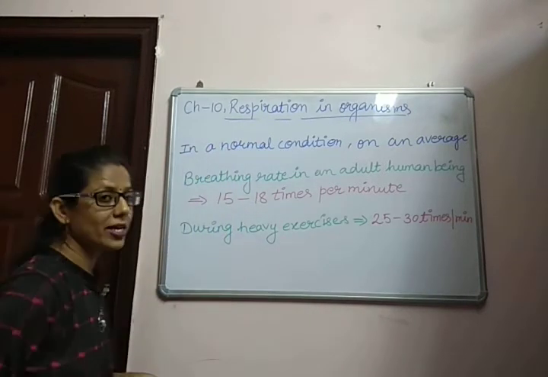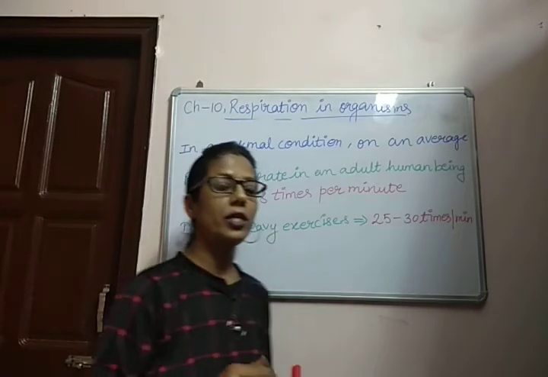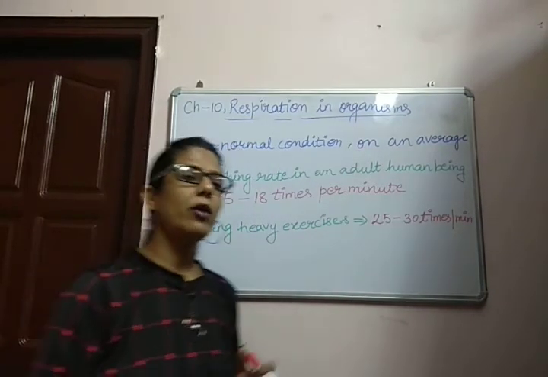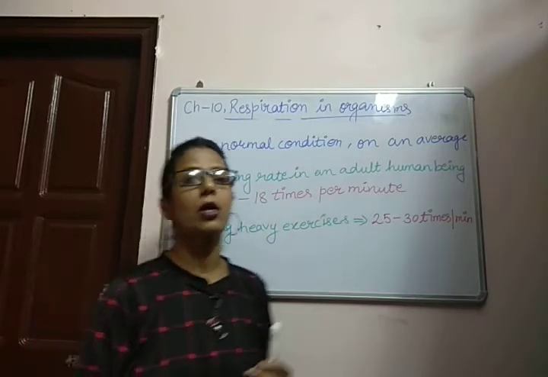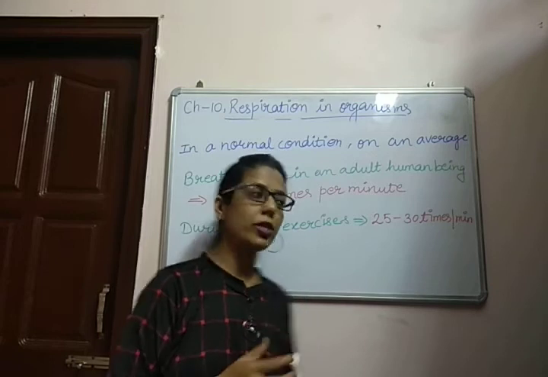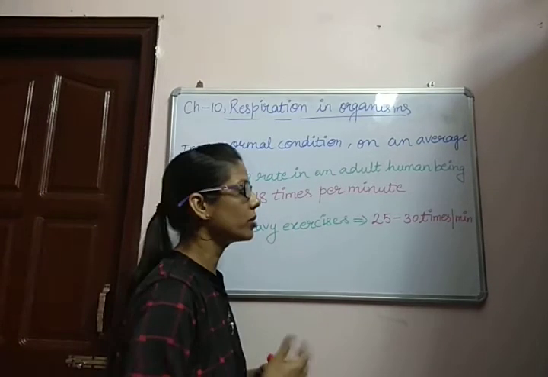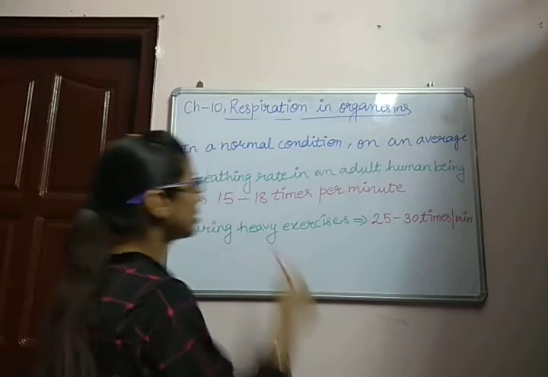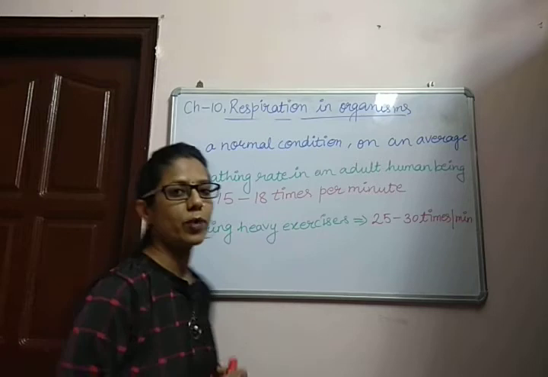But during heavy exercise, our breathing rate increases and becomes 25 to 30 times per minute. During any heavy work, such as lifting heavy weight, cycling or running, our breathing rate increases and becomes up to 25 to 30 times per minute. But in the normal condition, our breathing rate is 15 to 18 times per minute.